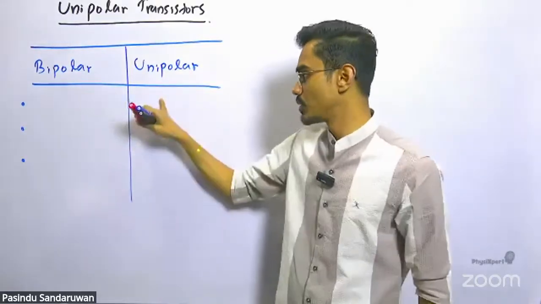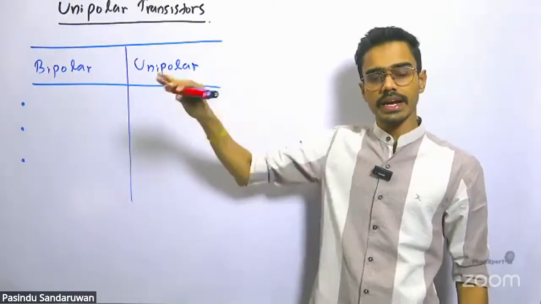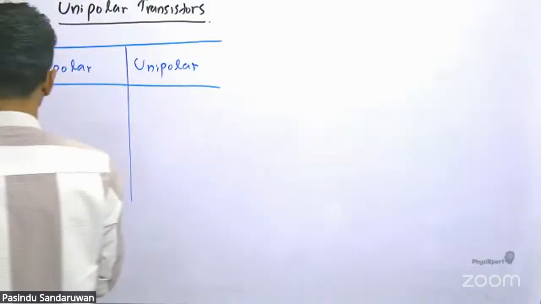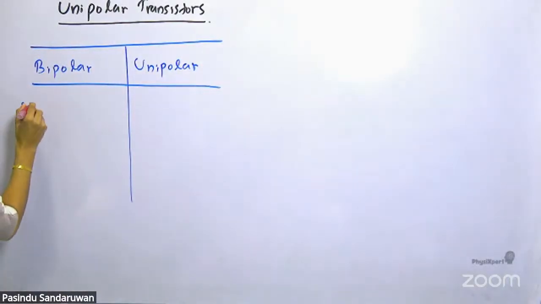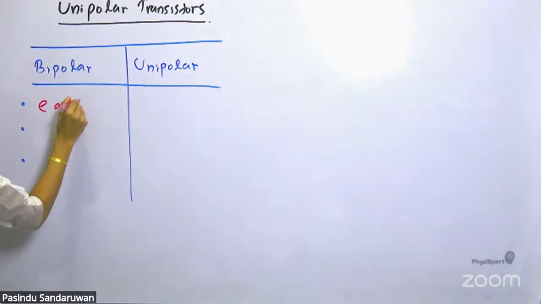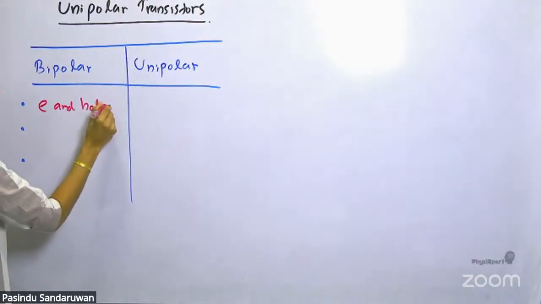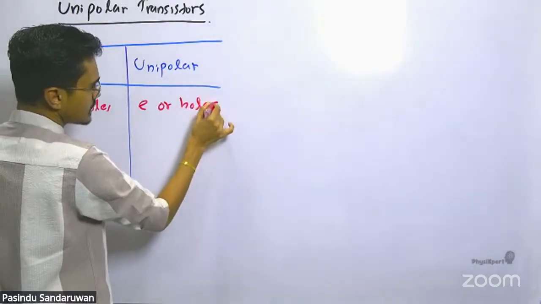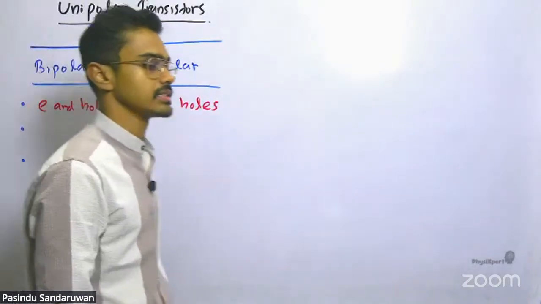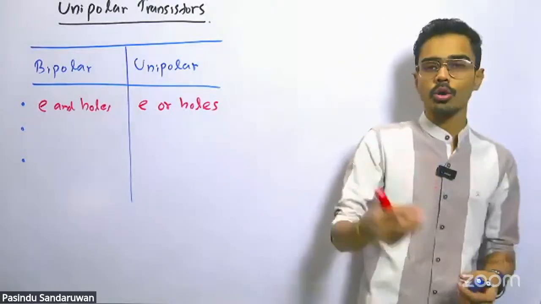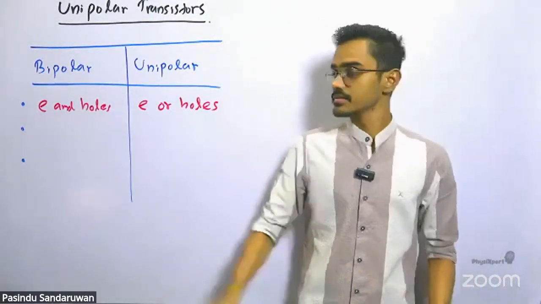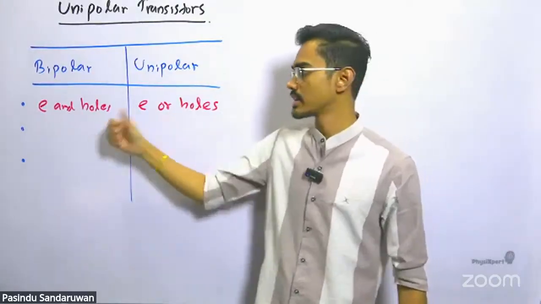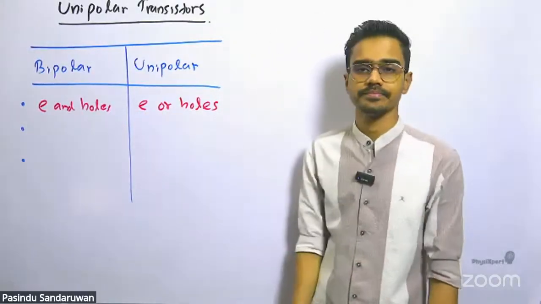On the unipolar side, write down: either electrons or holes act as carriers. This side shows electrons and holes, and this side, either electrons or holes.